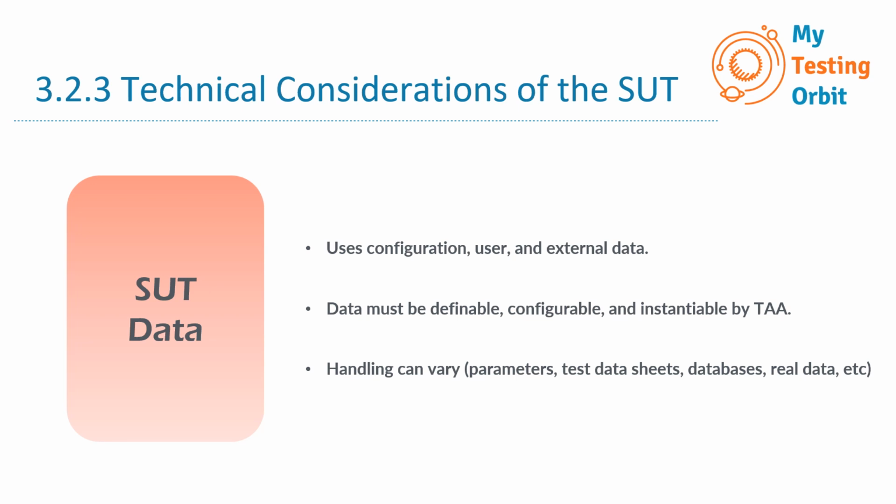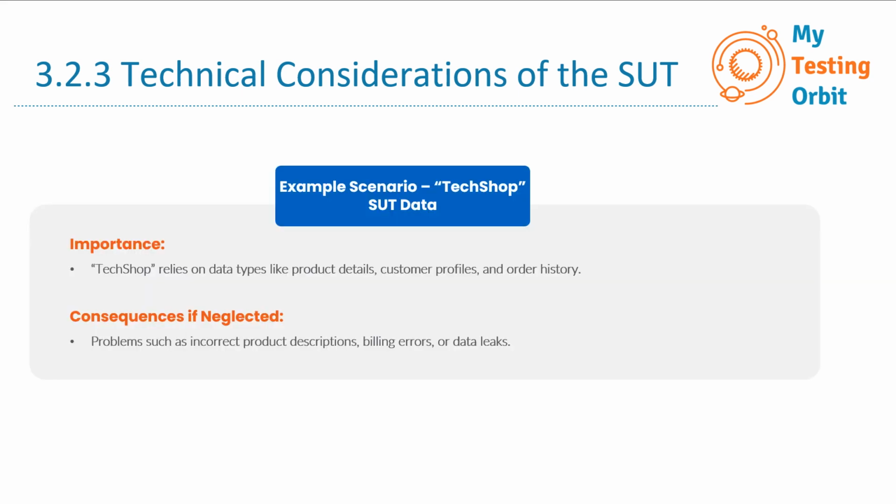How we handle this data can vary from parameters to test databases or real data and more. The specific method we use depends on our testing requirements. This flexibility enables us to conduct thorough testing, ensuring that the system under test's performance and functionality are rigorously evaluated. Now, let's have a look at our example for SUT data.